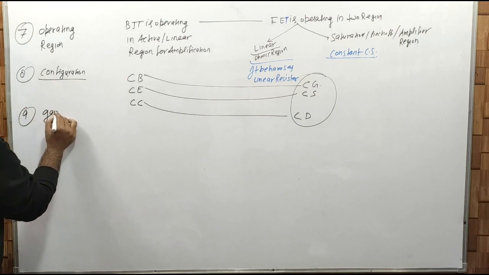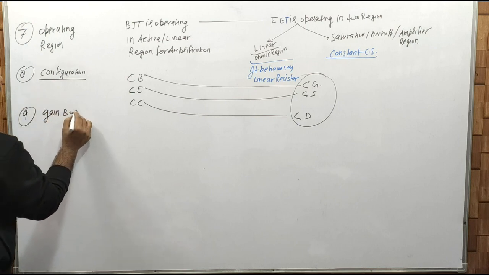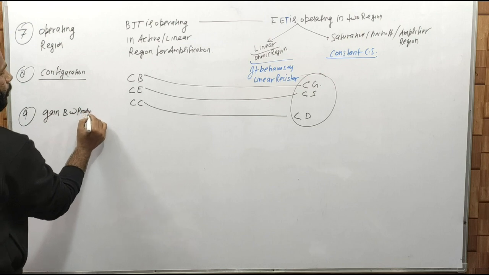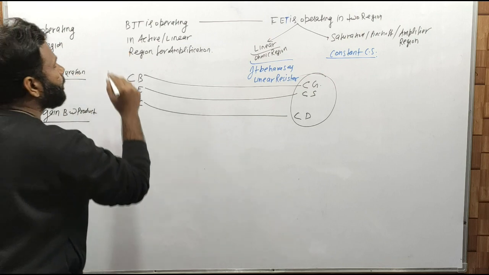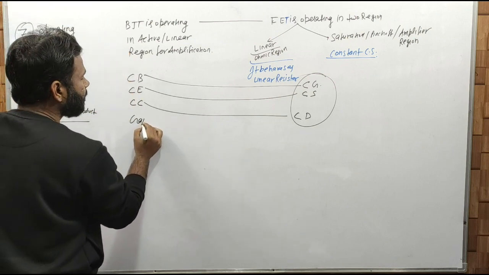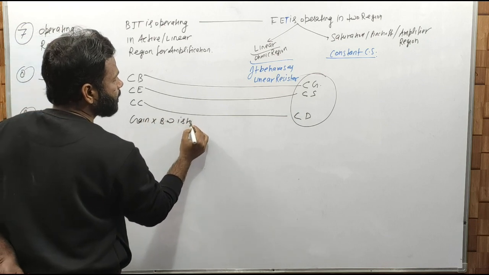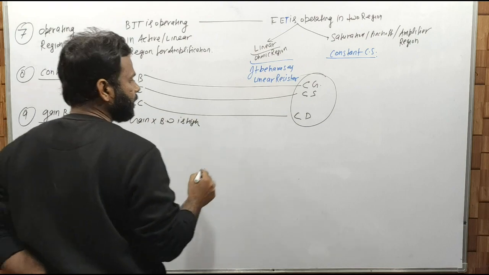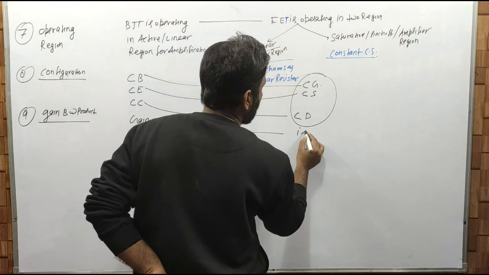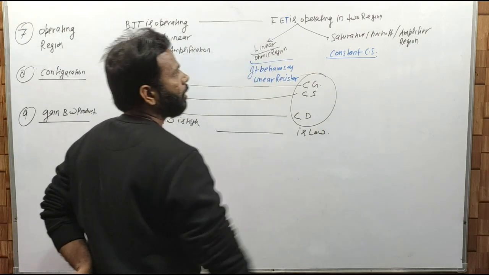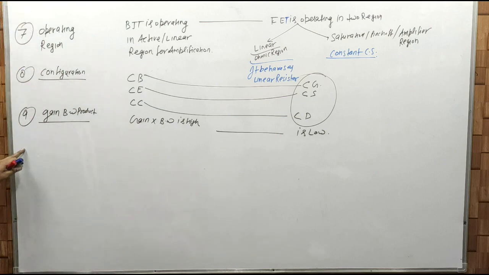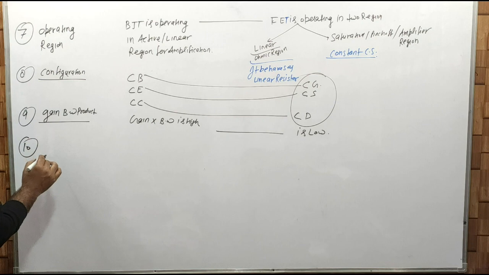Gain bandwidth product. So in case of BJT, gain into bandwidth product is high. So here the gain bandwidth product is low. It is low. I hope so ये बात समझ में आ गई. 7th, 8th, 9th point. Now 10th point. Symmetry.